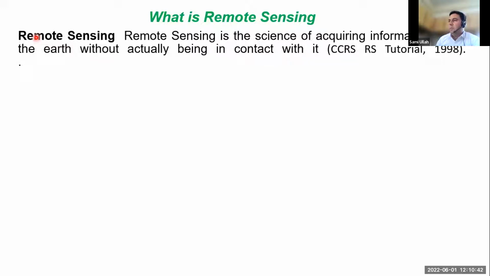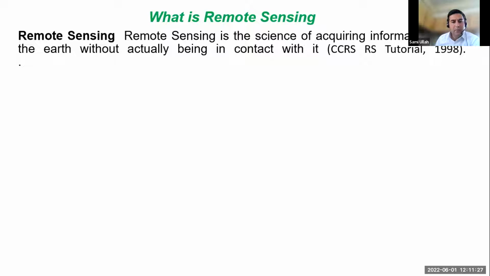A very simple definition, from the CCRS remote sensing tutorial that I got, is that it is the science of acquiring information about Earth's surface without actually being in contact with it. So we get information from any area on the surface of the Earth without going physically to that area, we analyze that information, and then finally we get the maps. That's a very simple definition. We'll have some other definitions later on, but that's one of the very simple definitions of remote sensing.